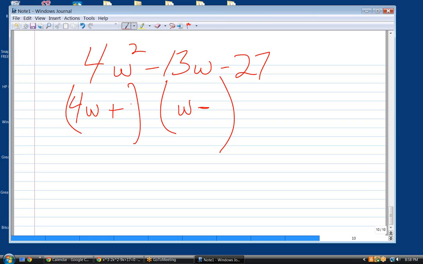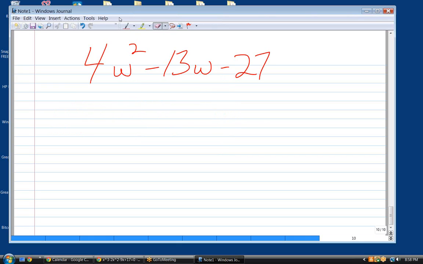And again, we'll try 9 and 3. Doesn't work. About 9 over there, 3 there. Doesn't work. 27 there, 1 there, doesn't work. The vice versa doesn't work. We've exhausted all of our possibilities.